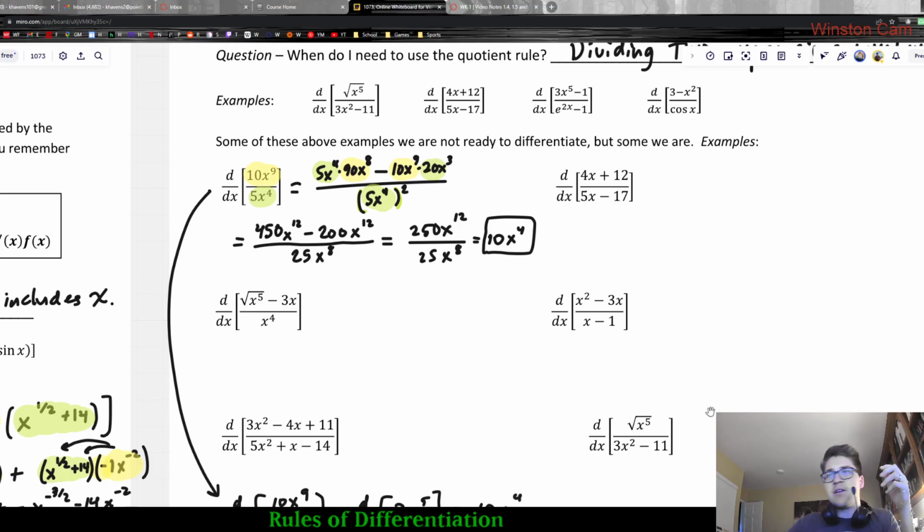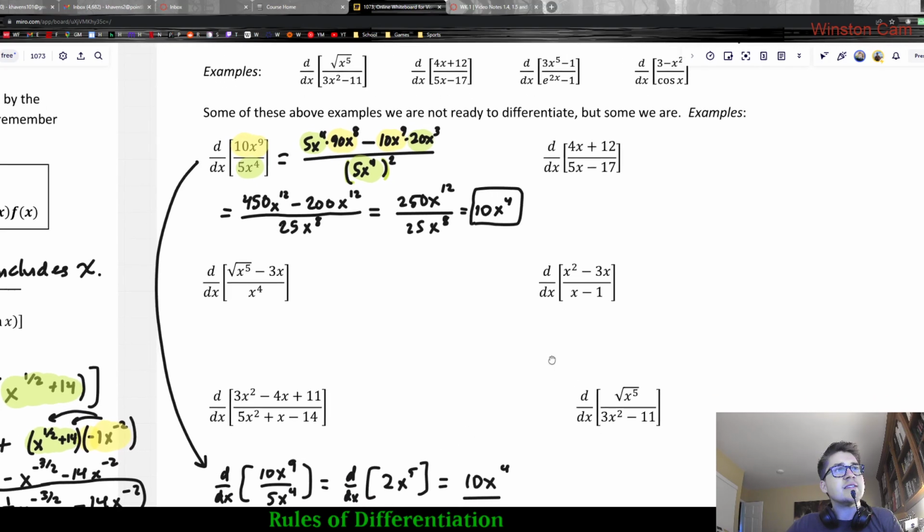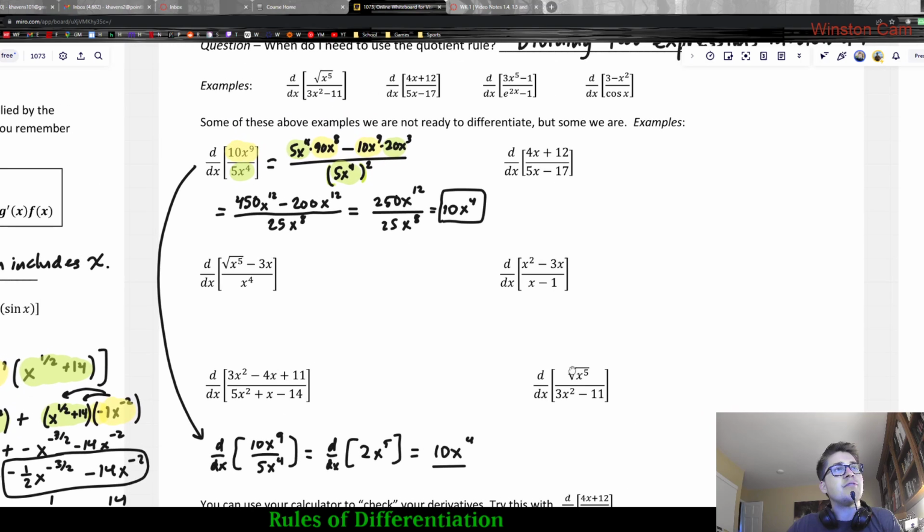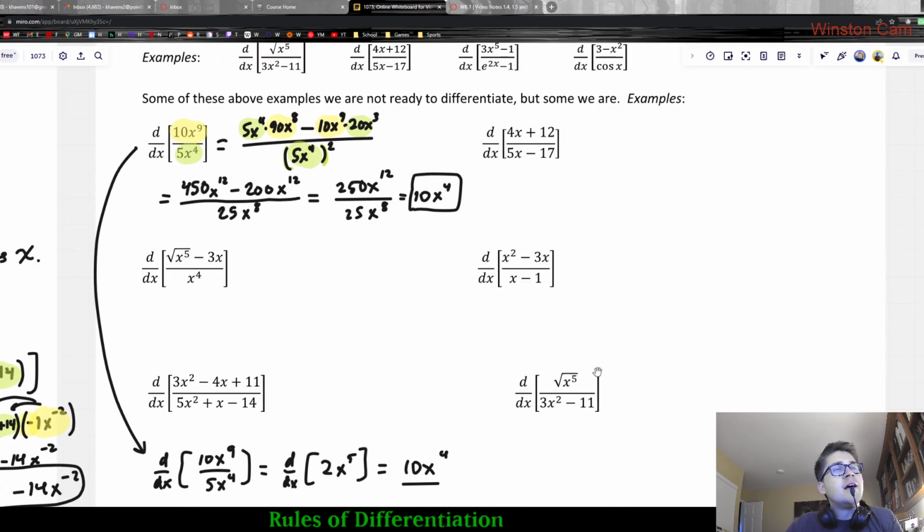Sorry, you guys can't quite see that just because it's cut off. My bad. But yeah, what I was saying is we could just divide through first, get 2x to the fifth, and then take the derivative by power rule, and we get the same answer that we got doing it with the quotient rule.